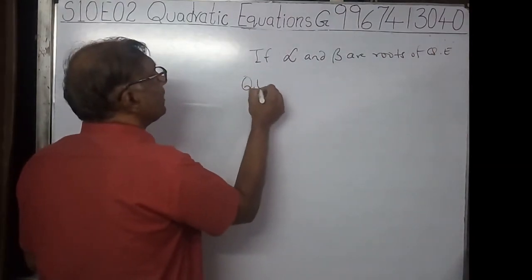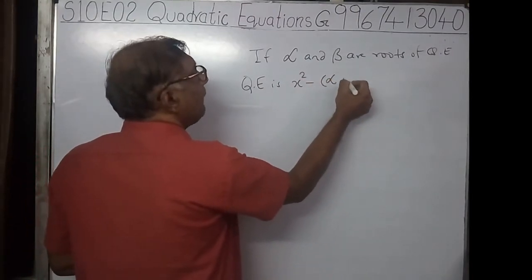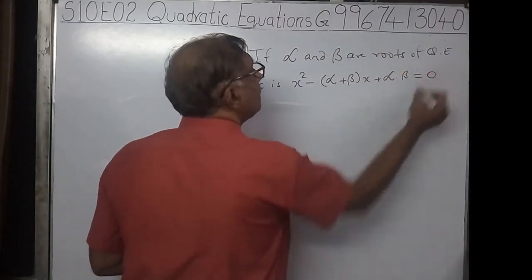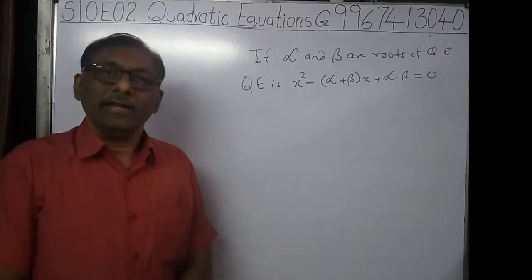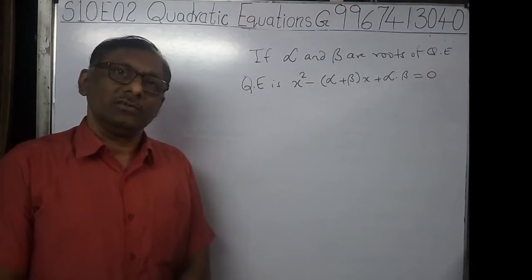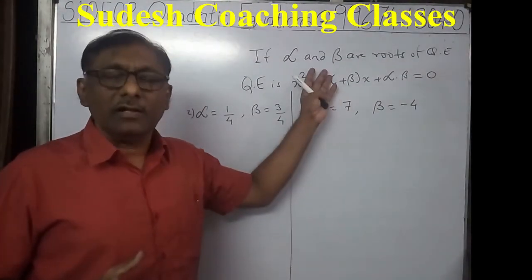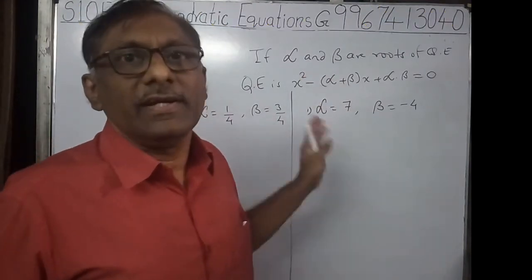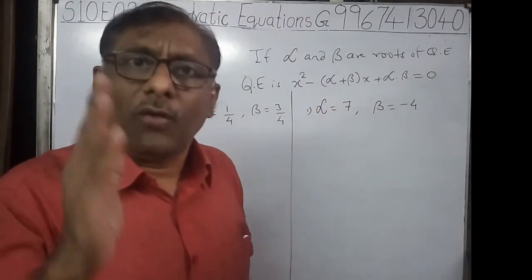Then the quadratic equation is given by the formula x square minus alpha plus beta x plus alpha into beta equal to 0. Yes, just copy this formula. X square minus alpha plus beta x plus alpha into beta equal to 0. Okay, students, now we are going to actually use this form in practice, right? I am going to give two sums. I have already written the two sums. Let alpha be equal to 7 and beta is equal to minus 4. Form the quadratic equation.